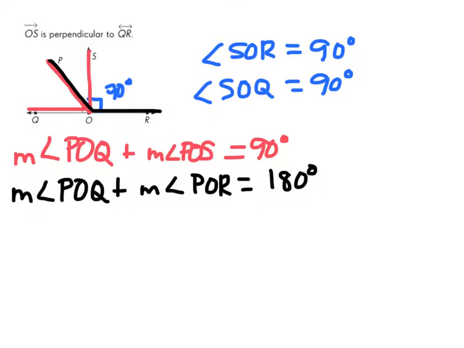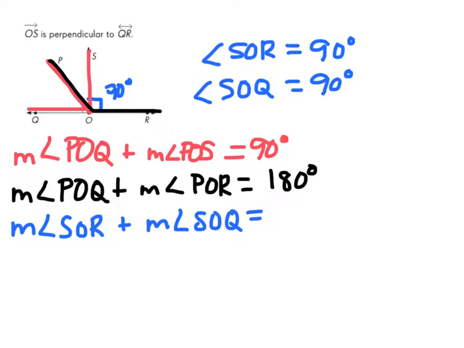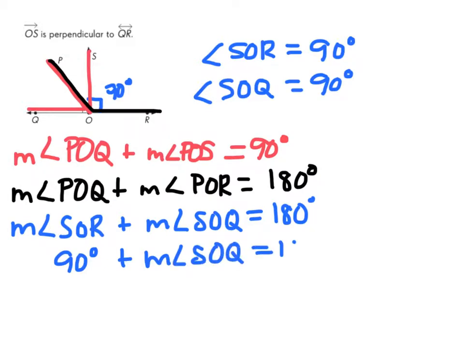Finally, we can write an equation that shows that the measure of angle SOR plus the measure of angle SOQ also equals 180 degrees. All right, we can see that angle SOR is 90 degrees, so we substitute that in. And now we solve for the measure of angle SOQ like it's an algebraic equation, leaving us with a 90-degree solution.